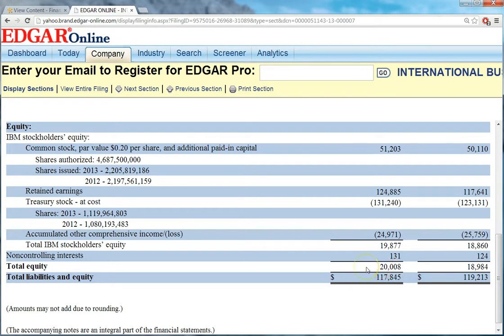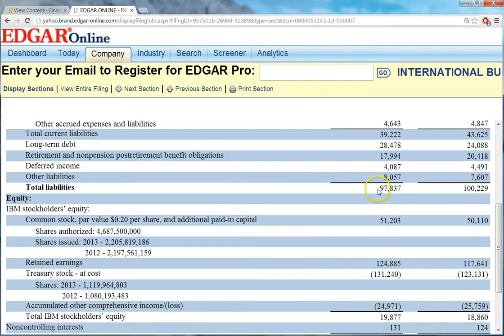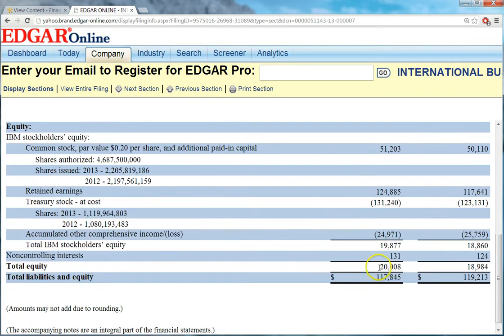And that gets added to liabilities. And if we saw the asset side of the balance sheet, we would see that we've got almost $98 billion in liabilities, $20 billion in equity. That's $117.8 billion in liabilities and shareholders' equity. And that's what our assets are going to add up to, $118 billion.